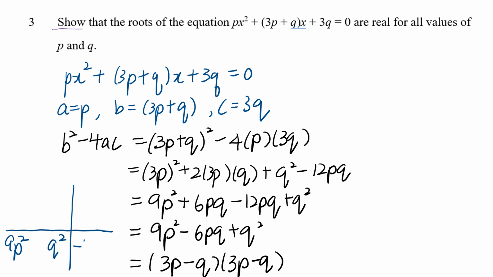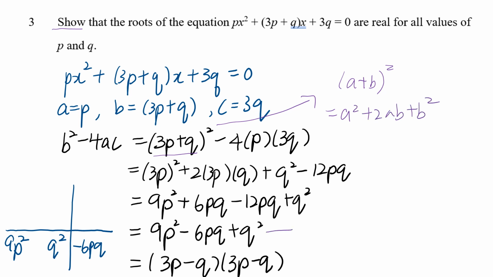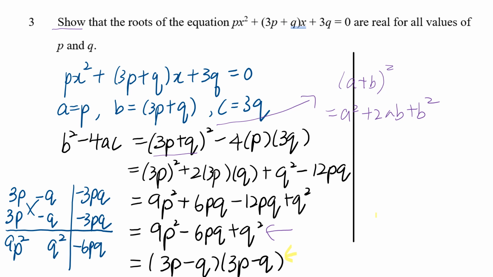Then I use this algebraic identity to expand it. Alright, so I will get this quadratic expression, and then I will use the cross method here to factorize it. Then you observe that what I'm getting is actually two linear factors. They are the same, so you can just stack them up. Right, okay, so we need to do some explanation.